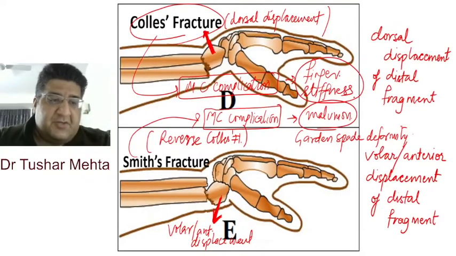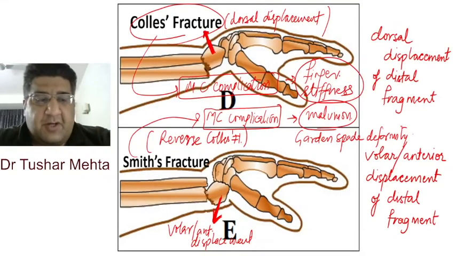Somebody has mentioned dinner fork and even made a fork. No, it is not dinner fork. It is not malunion. It is basically finger stiffness. Are we able to get this?